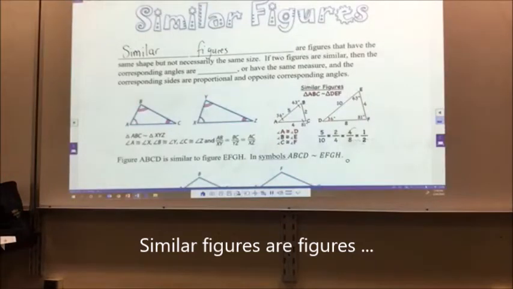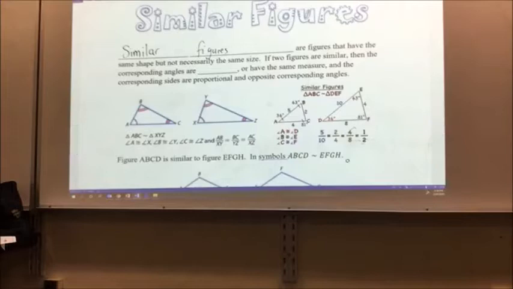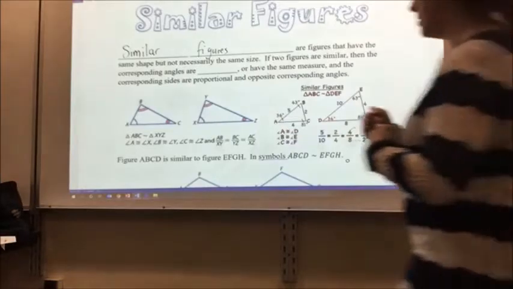If two figures are similar, then the corresponding angles are congruent, or have the same measure, and the corresponding sides are proportional. In that blank, you're going to write congruent.